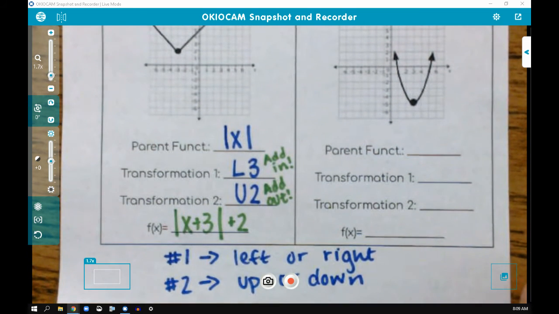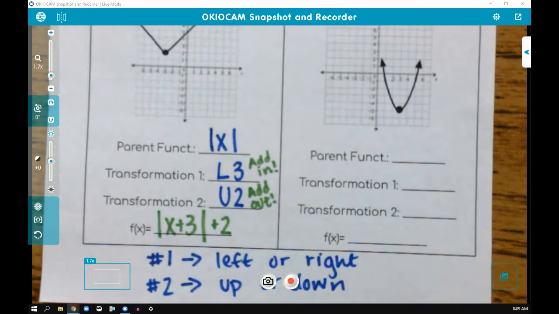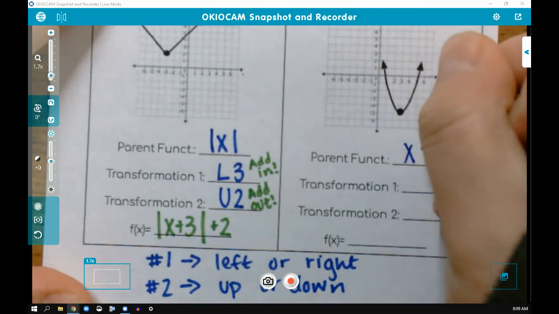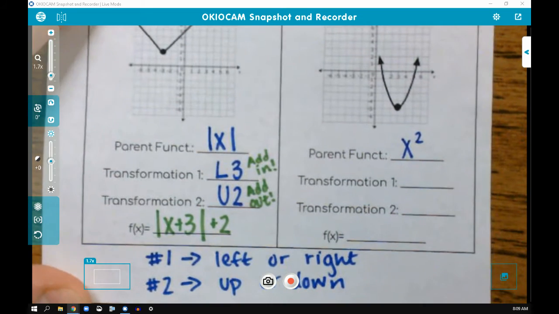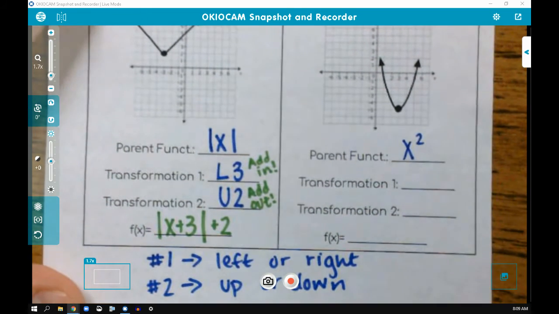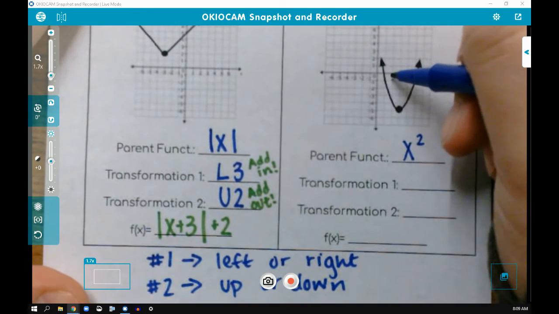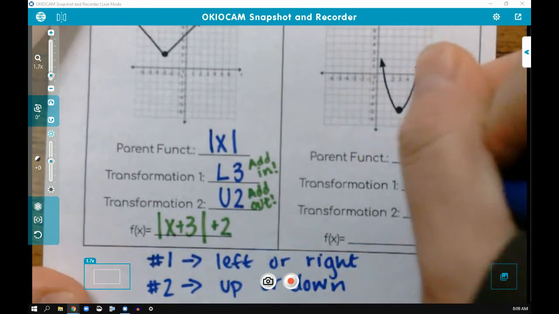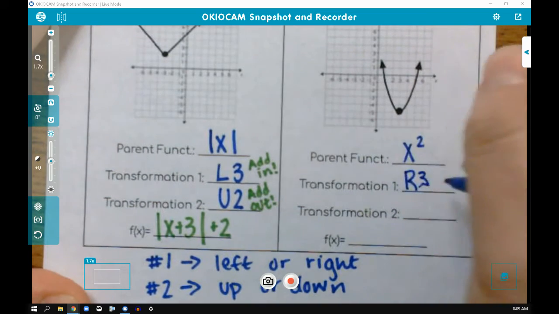Last one, nice short and sweet notes. Last one, it is a U-shaped graph. What is the parent function for a U-shaped graph? Good job. X squared. My transformation, I always do right or left first. It looks like I went right 1, 2, 3. Use that dot we put on there. We put the dot in the middle so you would know where to count to.